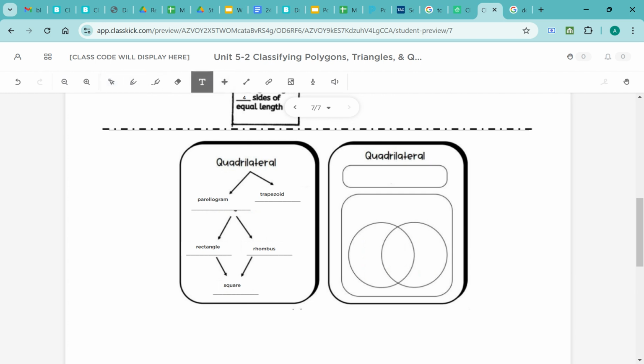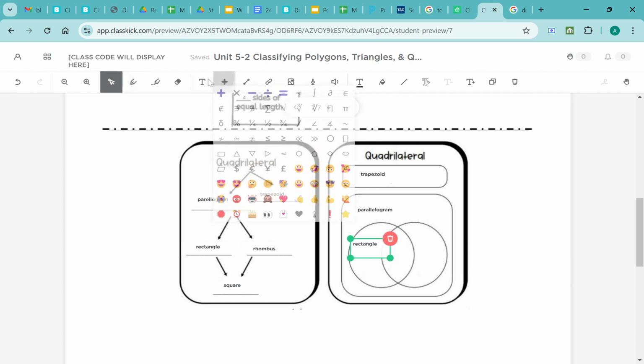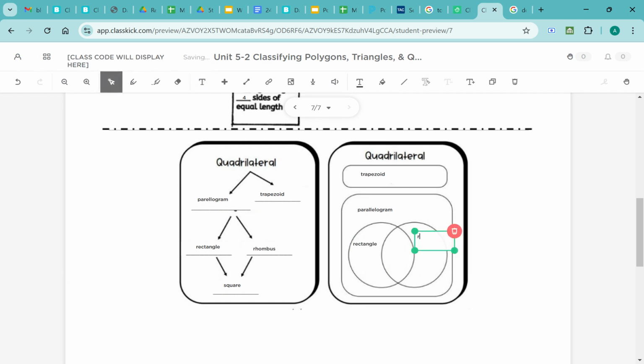All right. And then this one's a little bit different. The trapezoid is going to go over here by itself because a trapezoid is a quadrilateral. And then in this box, you can put parallelograms because everything we're putting in this little square is a parallelogram. And then parallelograms can be rectangles. Or parallelograms can be rhombuses. And then when you have an overlap of a rectangle and a rhombus, that gives you a square.